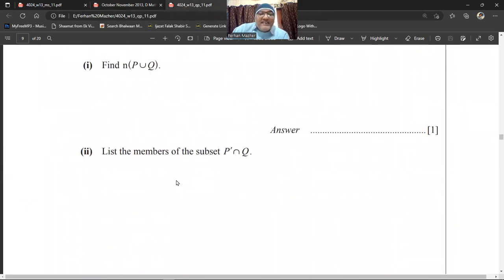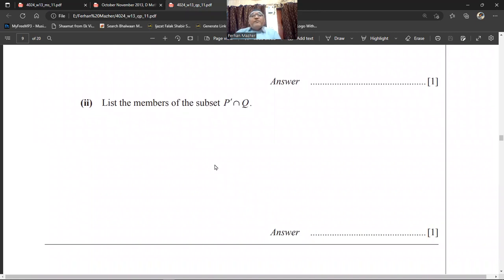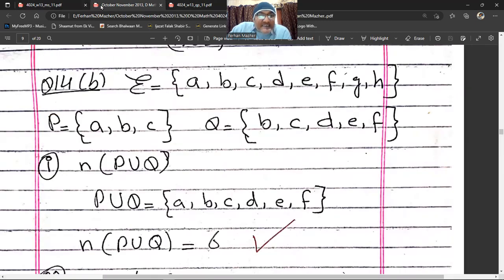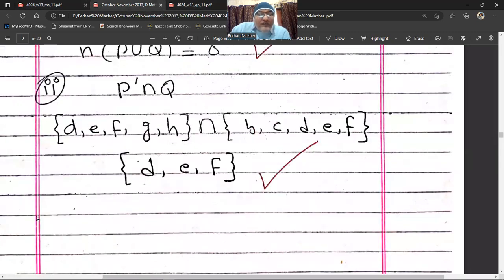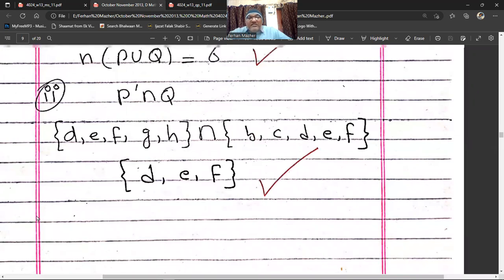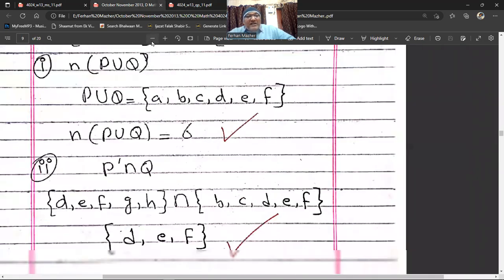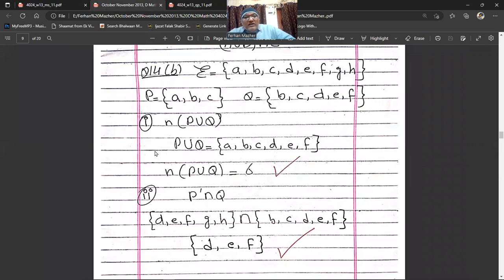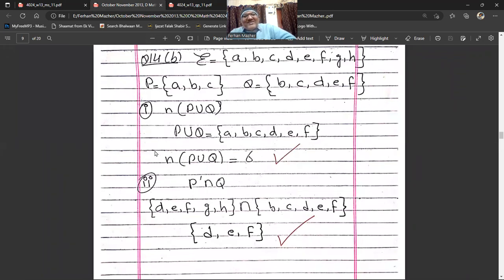In the second part, he says list the members of the subset P complement intersection Q. Okay, so first of all, what is P complement? Sorry, I said the wrong thing. P complement means the members which are in the universal set but are not in P. So P complement is D, E, F, G, H, and we have to intersect it with Q. Q is B, C, D, E, F.